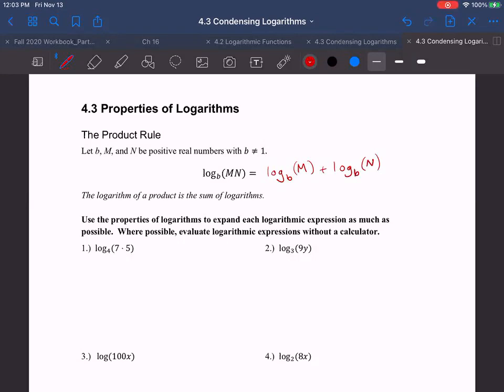I won't go through the derivation, but if you think about something like 2 to the 6, that's going to be 2 to the 2 plus 4, which we can say is 2 squared times 2 to the 4th, like that.